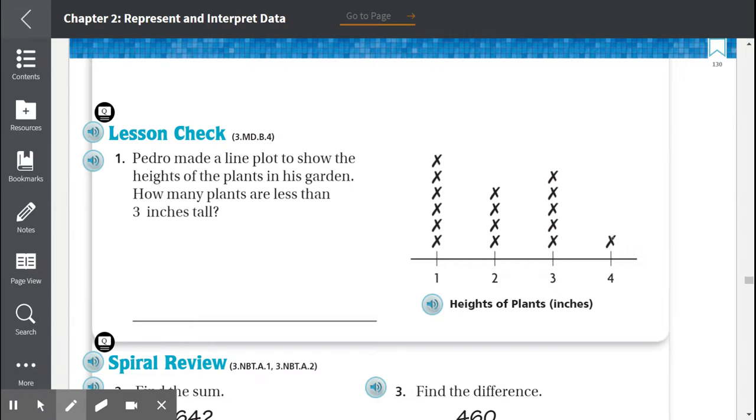So we always underline the question, how many plants are less than 3 inches tall? Less than 3 inches would be the plants that were 1 and 2 inches tall. So we count the ones that were 1 and 2 inches tall. That is 1, 2, 3, 4, 5, 6, 7, 8, 9, 10. So 10 plants were less than 3 inches tall. They asked us for less than 3.